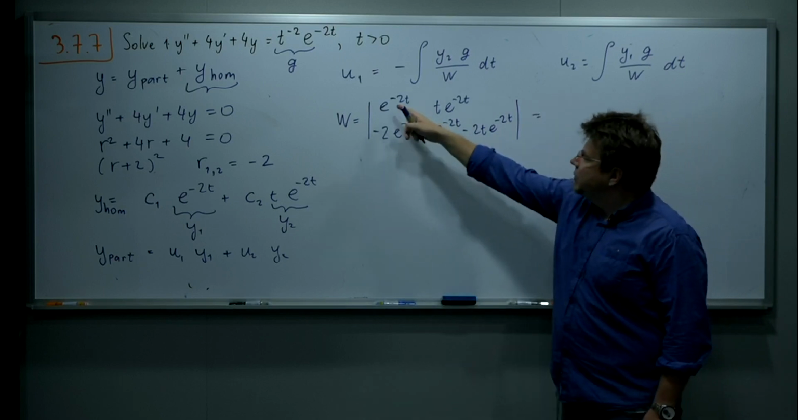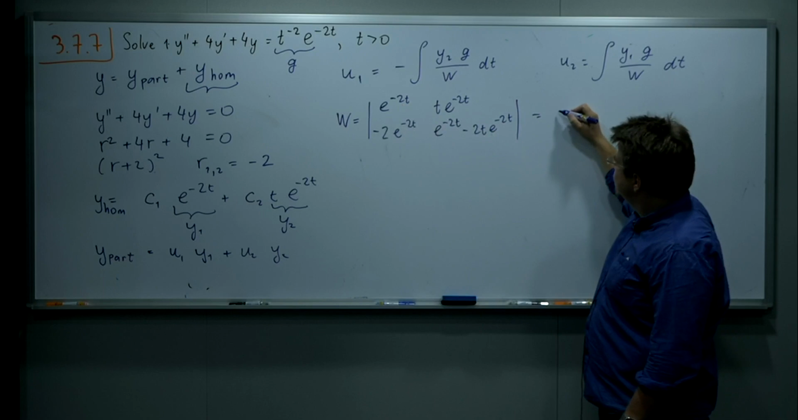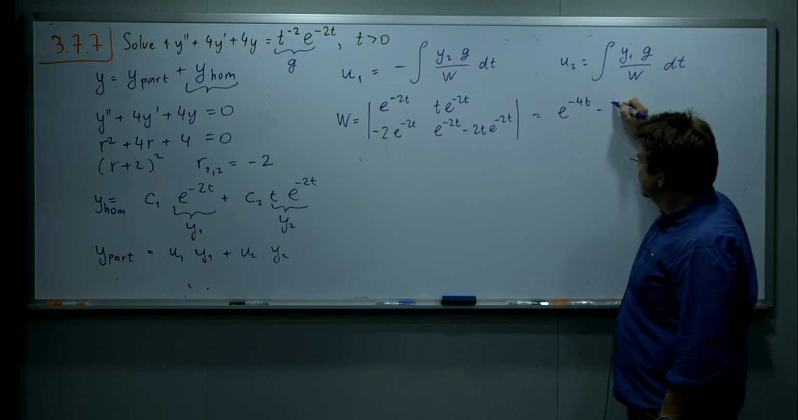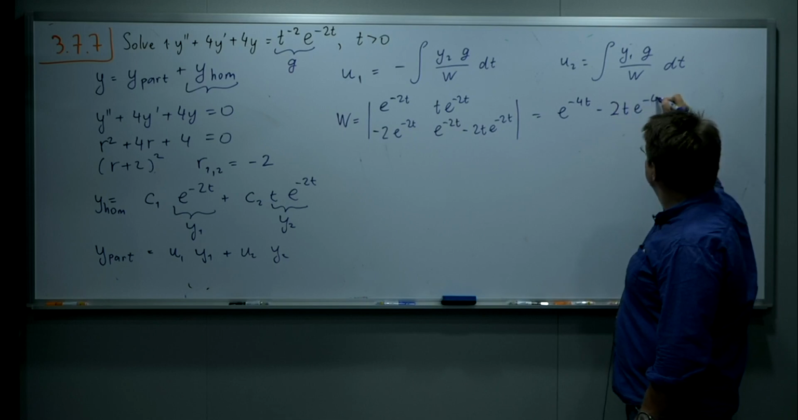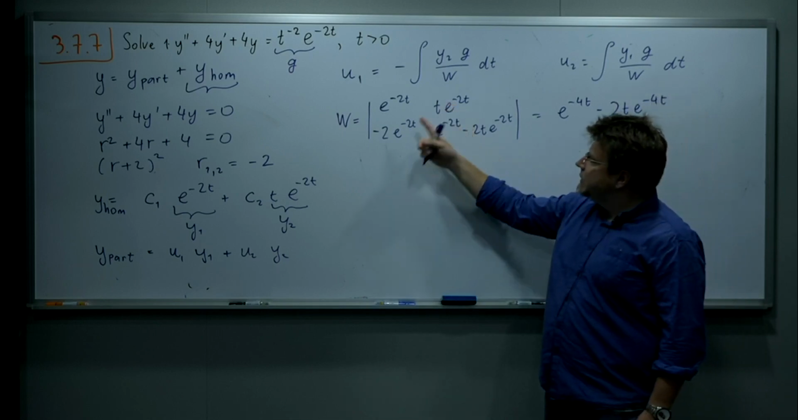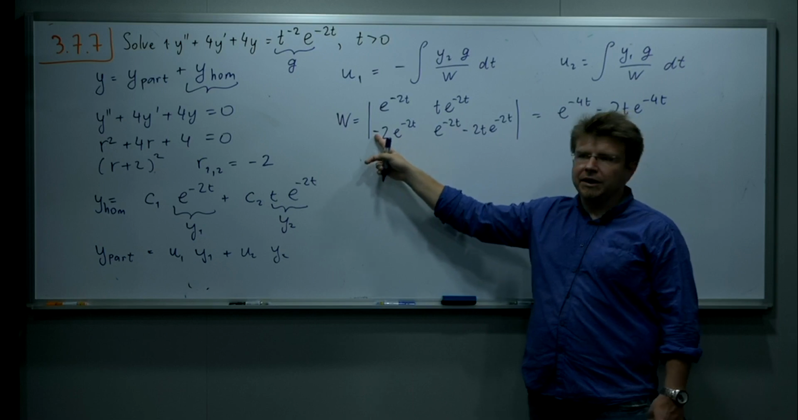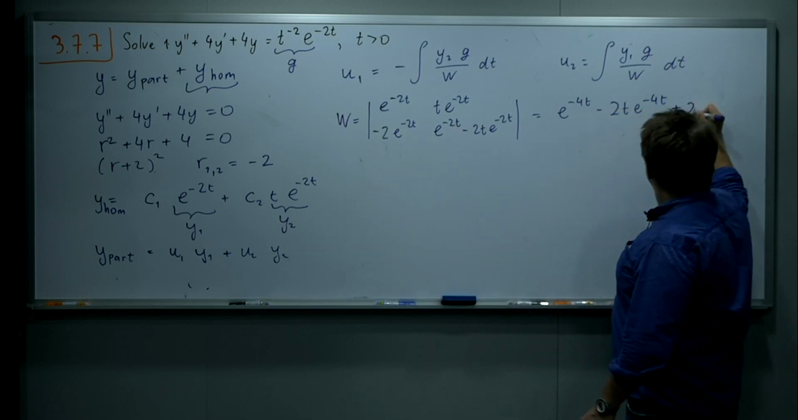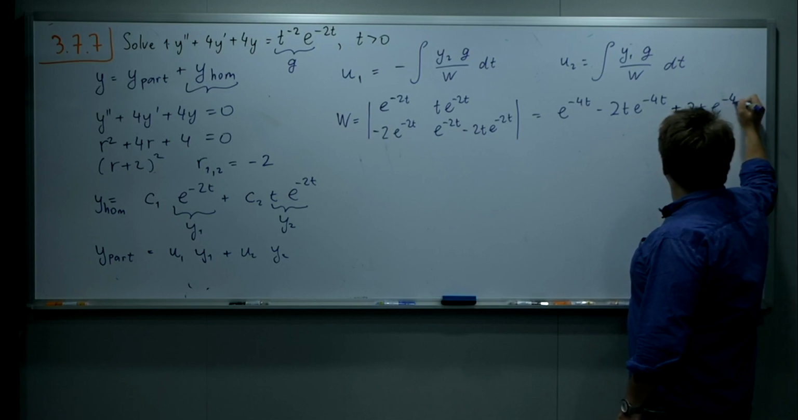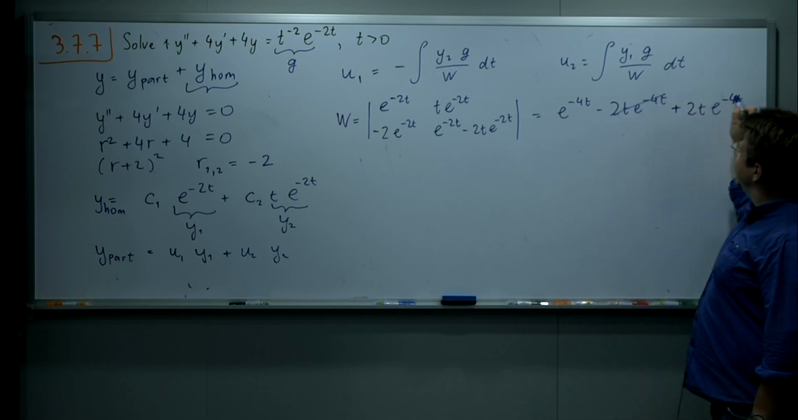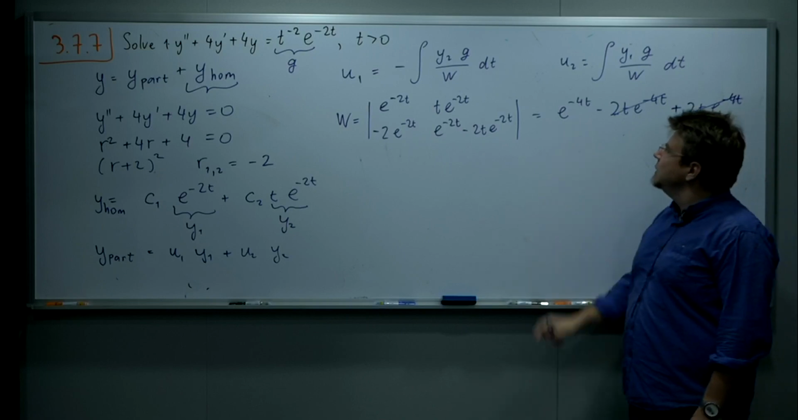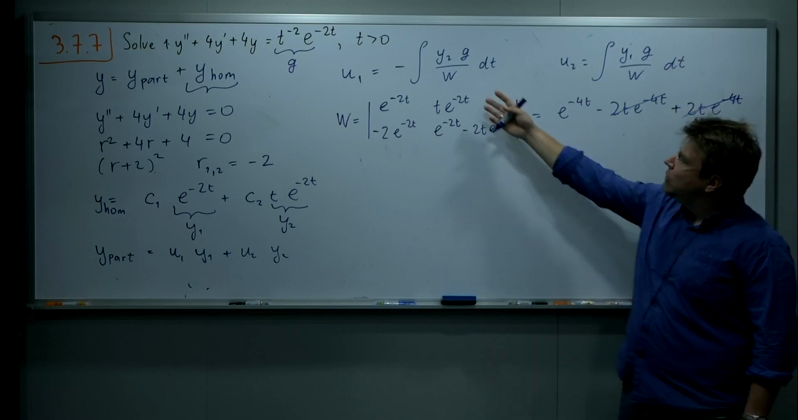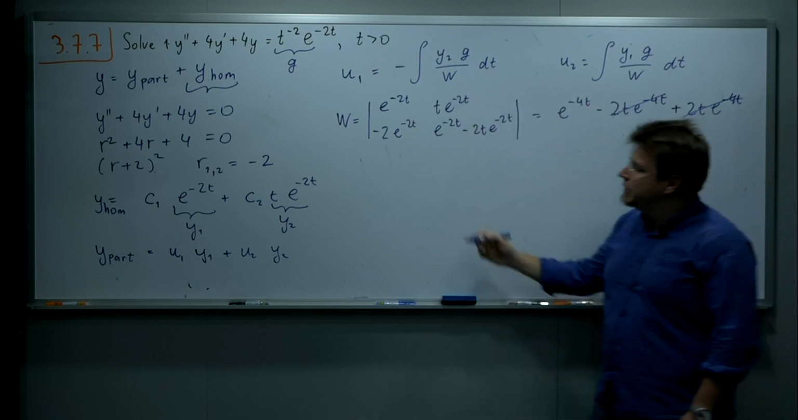So we've got to do this times this. So we get e to the -4t minus 2t e to the -4t minus this times this. So we have a minus here. So minus and minus gives us plus. So it is plus 2t e to the -4t. As you see, they cancel out, so the Wronskian is e to the negative 4t. So which means that now we have all the ingredients for the variation of parameters.